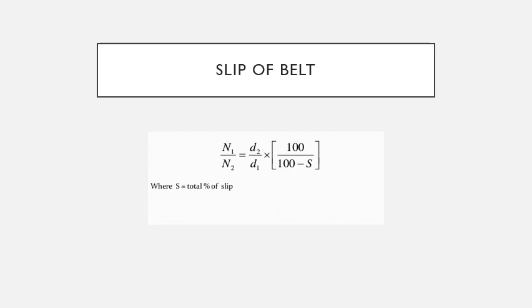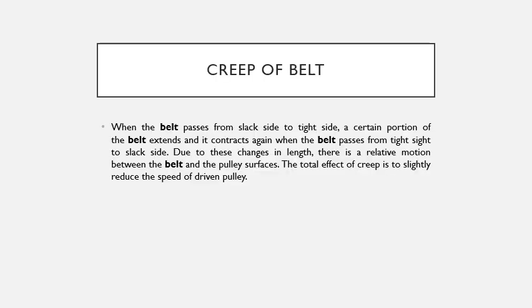The reduction of velocity ratio can be expressed with this formula. So you can add the slip of the belt and calculate the velocity ratios of the driver and driven pulley.